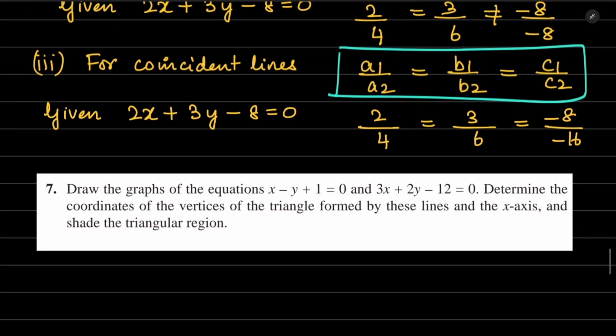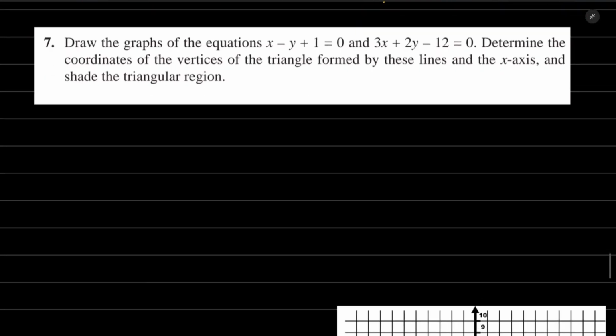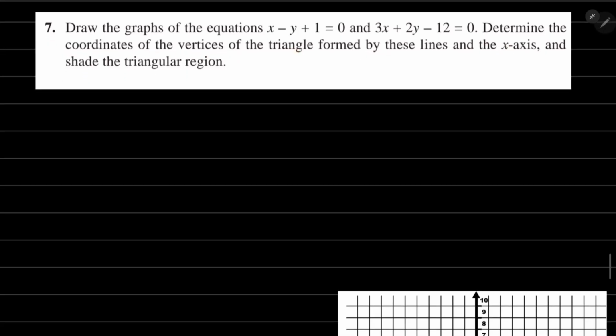Then the last question of your exercise 3.1. Draw the graphs of the equations x minus y plus 1 equal to 0 and 3x plus 2y minus 12 equal to 0. Determine the coordinates of the vertices of the triangle formed by these lines and the x-axis and shade the triangular region. Again, a very, very good question. Let's do it.